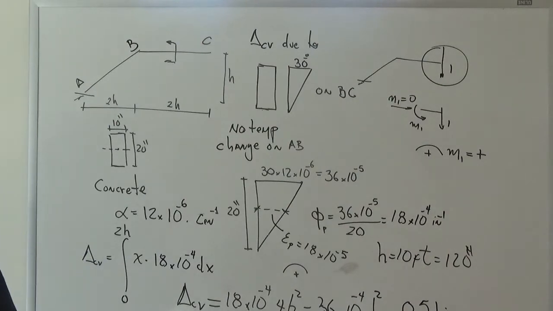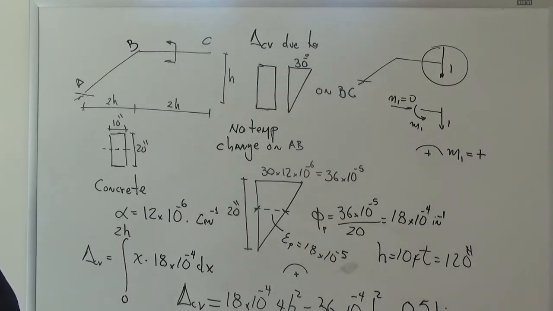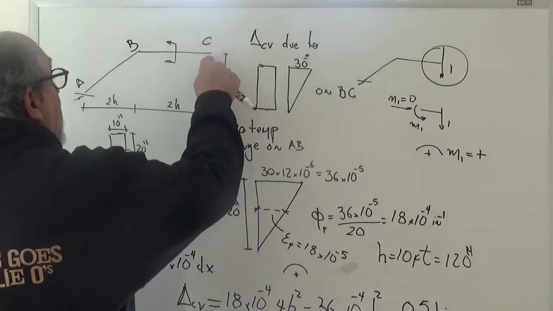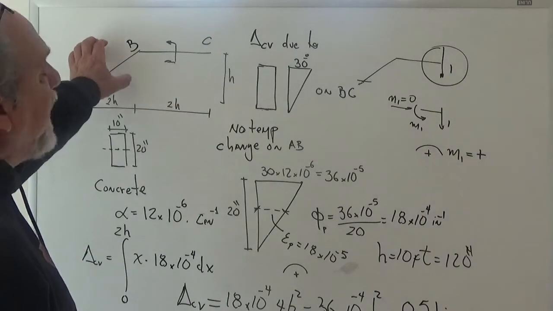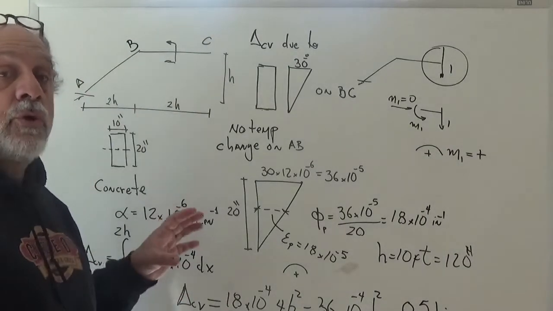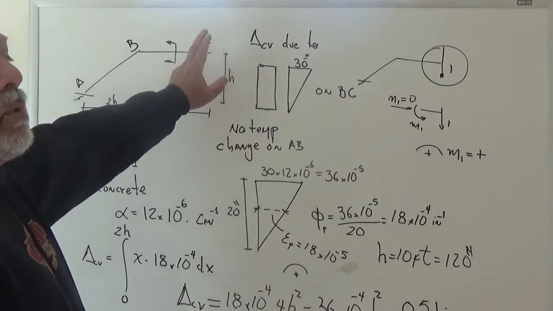Now, to conclude the lecture, let's finish it as follows. Let's say that you want to calculate the temperature change that you have to put in AB such that with the temperature that we got here, point C will not move. I repeat. I want to know how to heat bar AB such that point C doesn't move.